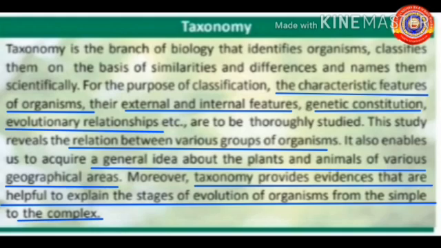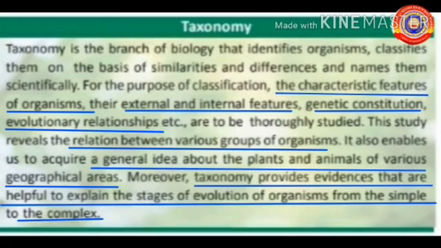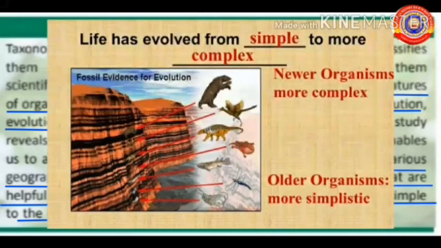Evolution means the process of growth and development of organisms from past organisms. Taxonomy is used to acquire a general idea about the plants and animals of various geographical areas. And taxonomy provides evidences that are helpful to explain the stages of evolution of organisms from the simple to the complex.